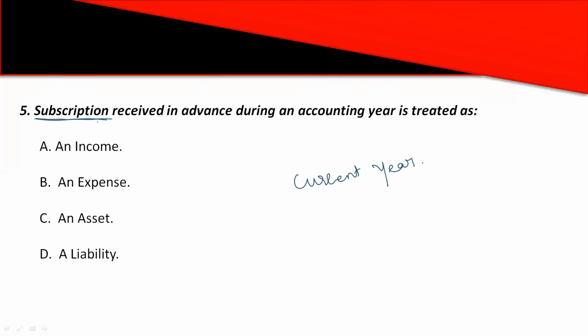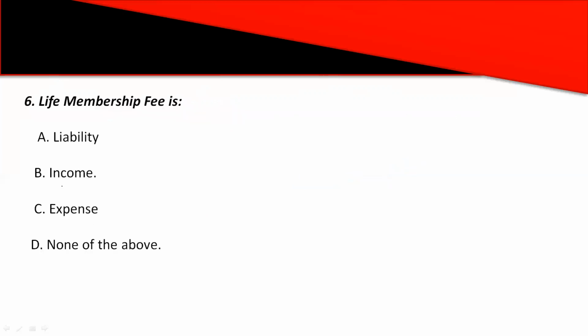In this question, they are telling subscription received in advance during an accounting year. So advance means it's related to next year. It is not related to the current year. In that case, we will treat subscription as a liability. If it was related to the current year, we will treat it as an income, that is a revenue receipt or revenue income. Then moving on to next question.